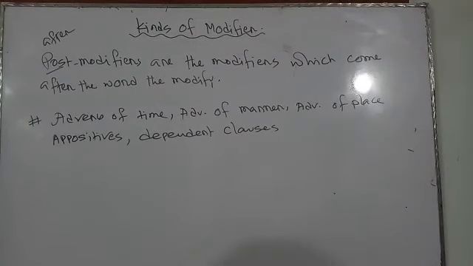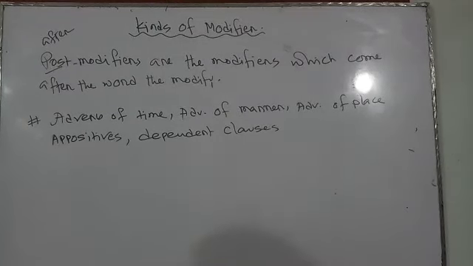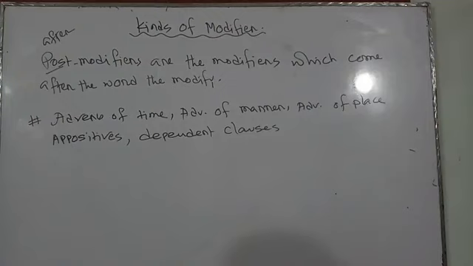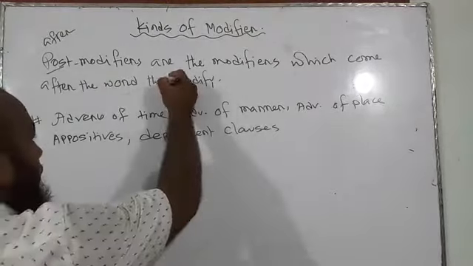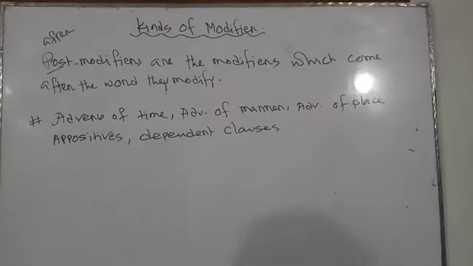Post modifiers are the modifiers which come after the word they modify, and customarily we use adverb as post modifier. And you see here, adverb, usually adverb of time, adverb of manner, adverb of place, and also appositives, and also dependent clauses. Of course, all dependent clauses are not adverb, and appositives are also not adverb. After the word they modify. Okay. Now, the example.